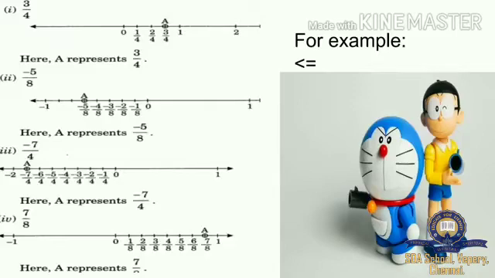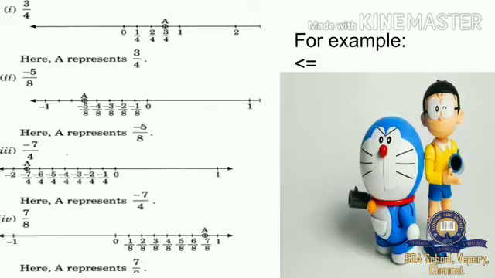From 0 to 1, it lies one unit only. 0 by 2 is 0, 1 by 2, and 2 by 2 value is 1. So 0, 1, 2, it goes like that. Here the value is minus 7 by 4, right? 0, minus 1 by 4, minus 2 by 4, minus 3 by 4, minus 4 by 4, minus 5 by 4, minus 6 by 4, and minus 7 by 4. At that point, we name it A.